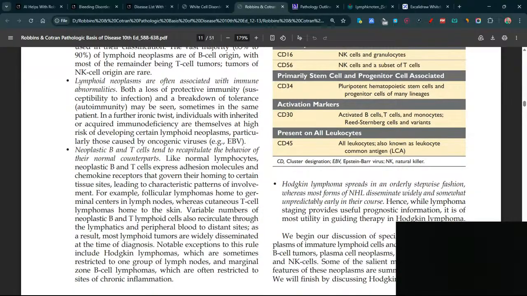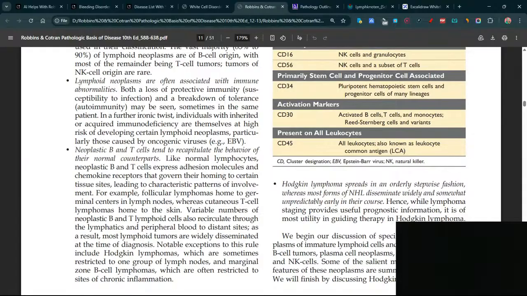Neoplastic B cells and T cells tend to recapitulate the behavior of their normal counterparts. Like normal lymphocytes, neoplastic B and T cells express adhesion molecules and chemoreceptors, the chemokine receptors that govern their homing to certain tissue sites. So usually normal immune cells know where to live. For example, some T cells live in the skin, and if a skin T cell becomes cancerous, it will stay in the skin.